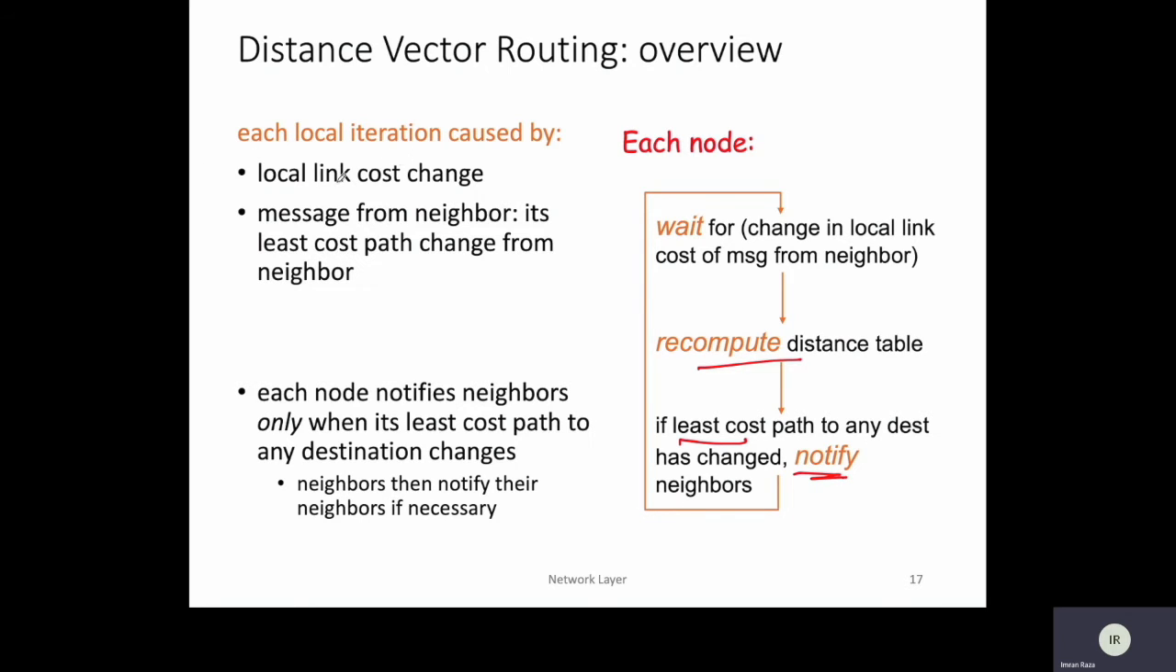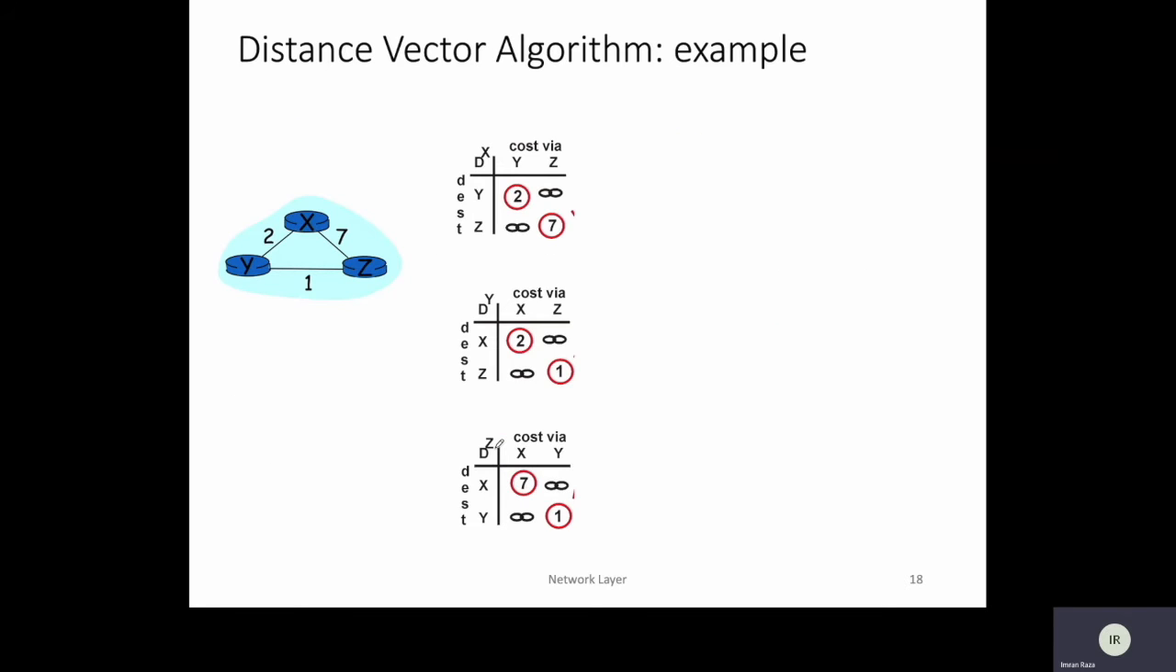So each iteration in the loop is caused by either a local link cost change, meaning the cost from U to V has changed, or a message from its neighbor that there is a new least cost to reach some destination. So each node notifies neighbors only when, this is important to understand, its least cost path to a destination has changed. And then the neighbors notify their neighbors, and so on and so forth in a distributed fashion.